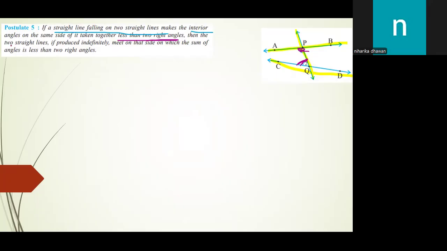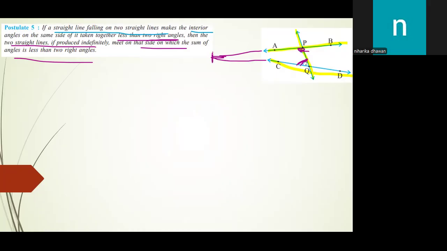Then the two straight lines, if produced indefinitely, meet. Now if I produce these two lines indefinitely, these two lines will meet on that side on which the sum of angles is less than two right angles. Here as we can see, these two lines will meet at this point.